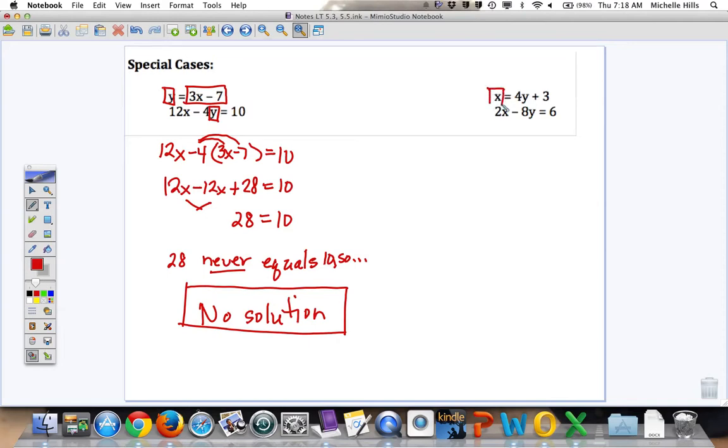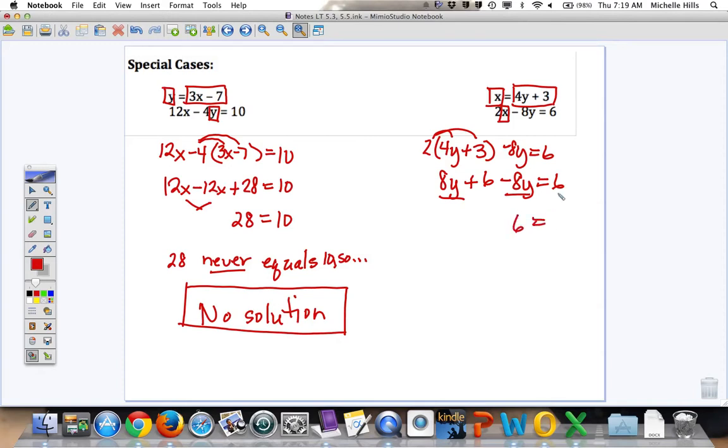Now this one, x by itself, has a value of 4y plus 3. So I'm going to go to where x is in the second equation, and I'm going to replace it with 4y plus 3. I'm going to substitute 4y plus 3 in its place. So 2 times, instead of x, 4y plus 3 minus 8y equals 6. When I distribute, I end up with 8y plus 6, bring down my minus 8y and my equals 6. On the same side of the equation, 8y minus 8y is 0. And I get positive 6 equals positive 6.